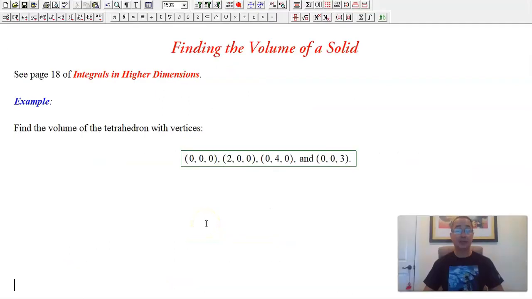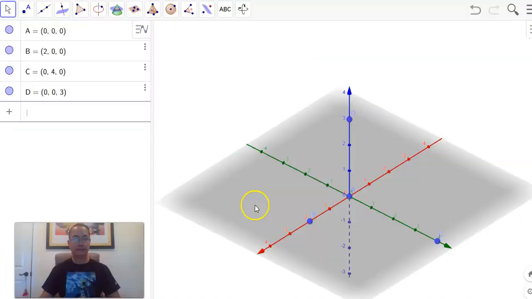All right, this is going to be a quick stop because we're just going to look at the problem. We have these four vertices: the origin, (2, 0, 0), (0, 4, 0), and (0, 0, 3). And by the way, you can also follow along on page 18 of our PDF. So we are now going to GeoGebra and we're going to plot these points and draw our tetrahedron. All right, I have gone ahead and plotted our 4 points over here.